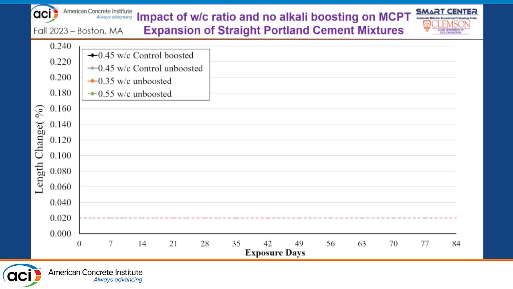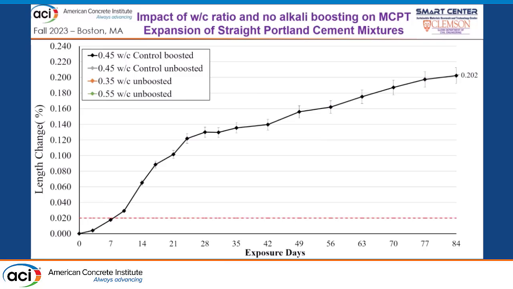So I want to show you how this data looks when you change the water cement ratio with all these standard mixes, the 0.45 control boosted and the unboosted and so forth. By the way, the aggregate we used was a siliceous argillite from North Carolina. It's a very well-established reactive aggregate. We've had a lot of history with it. And this is the expansion curve for that argillite aggregate.